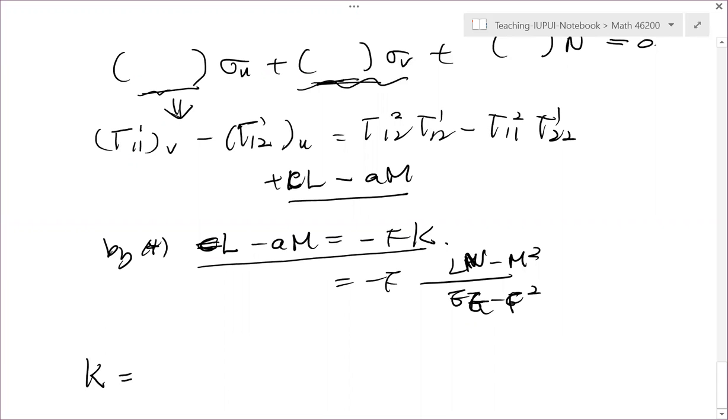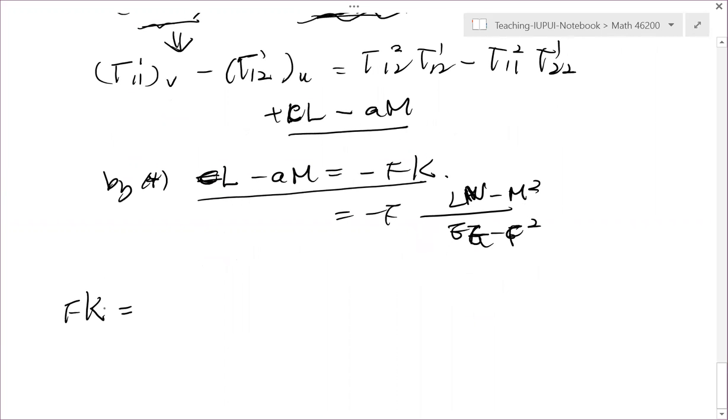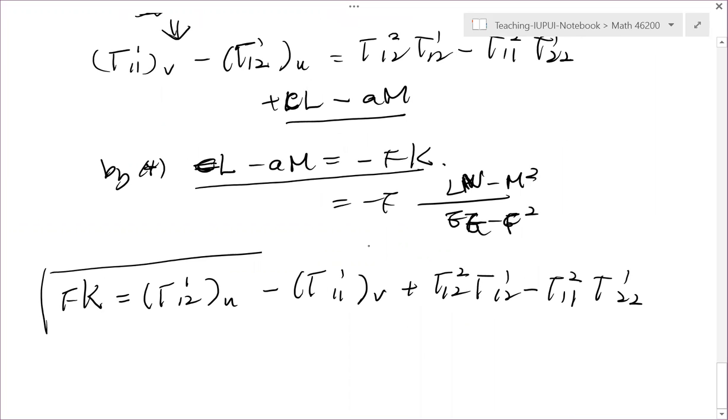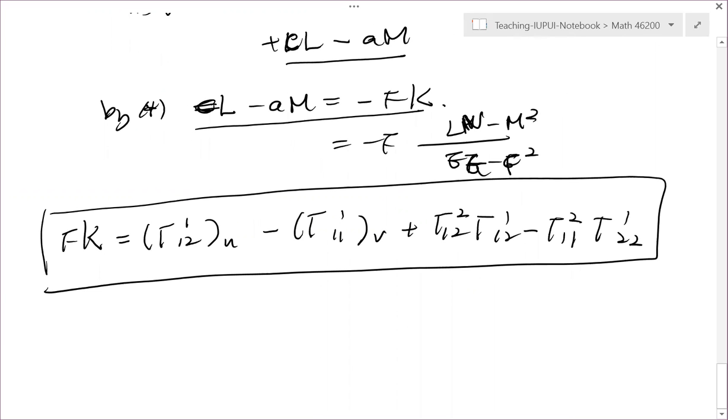I think we got the one identity, the following identity. I just need the one identity. F is going to be gamma 1,2 of U, and gamma 1,1 of V, plus gamma 2,1,2, gamma 1,2, gamma 2,1,1, gamma 1,2,2. That's all we need. And similarly, you can get the rest of them.